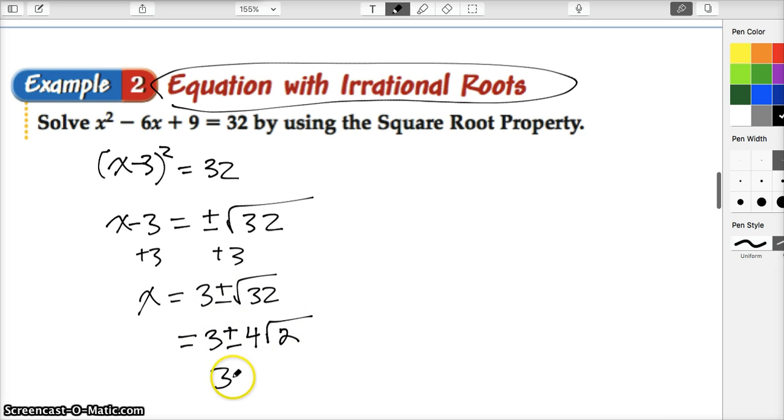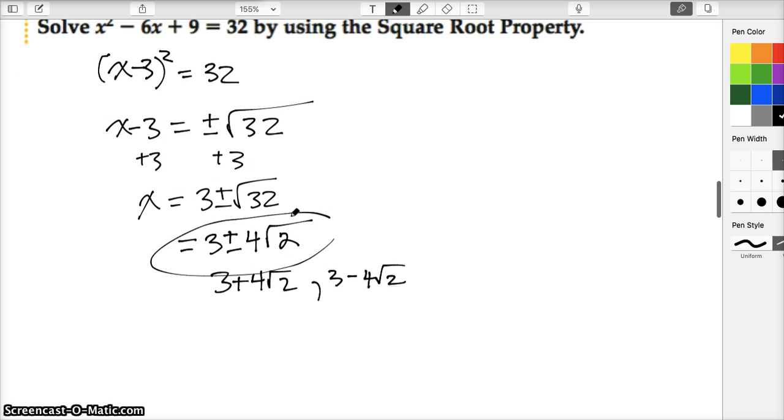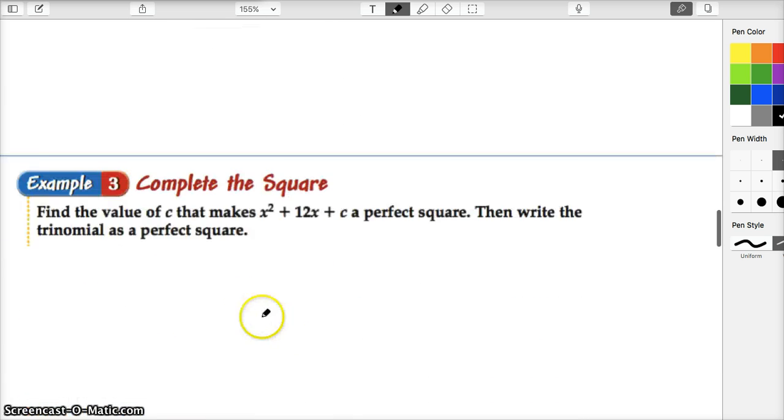I mean, sometimes some people might ask you to write it separately, but since it's not coming out to a particular number and it's not necessarily simplified, I think leaving it like this is just fine. All right. Okay, so let's look at this one.